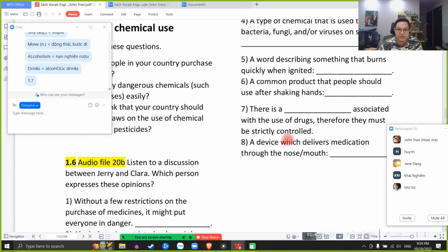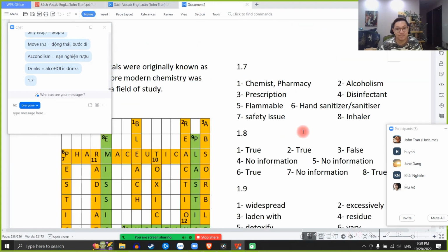Number eight. A device which delivers medication through the nose and mouth. Cái đồ gì mà nó deliver thuốc thông qua mũi hoặc miệng các bạn. Right. Nó là inhaler. Inhaler. Cái đồ mà chị xuyễn á. Mấy bạn bị xuyễn tội nghiệp không phải có cái đó.